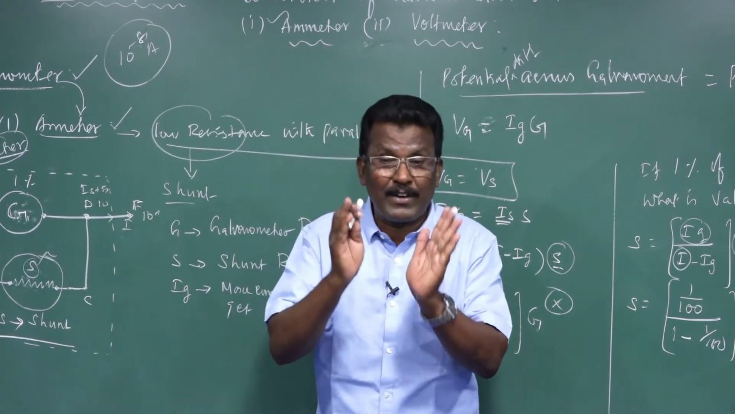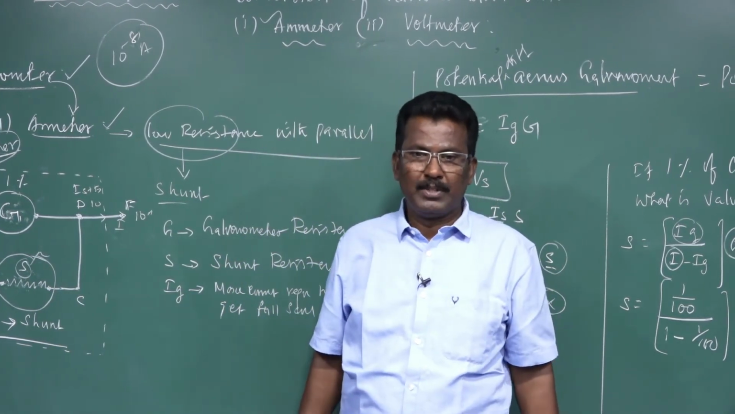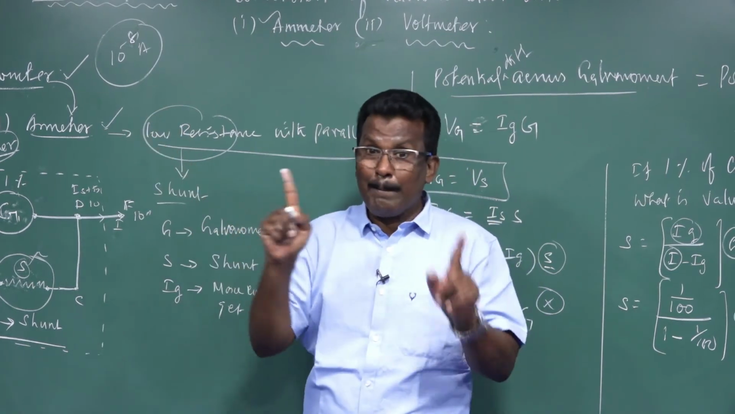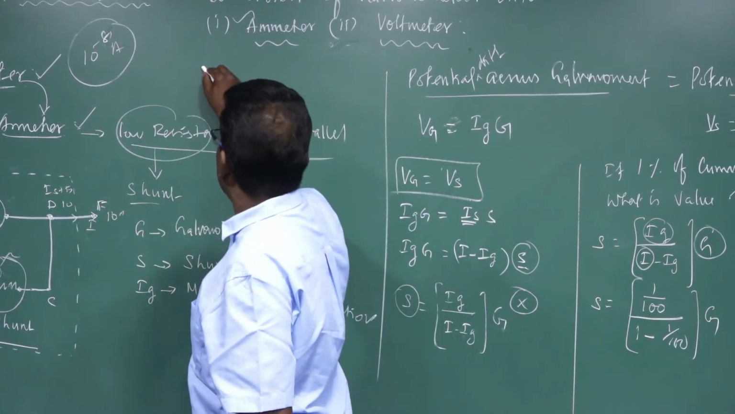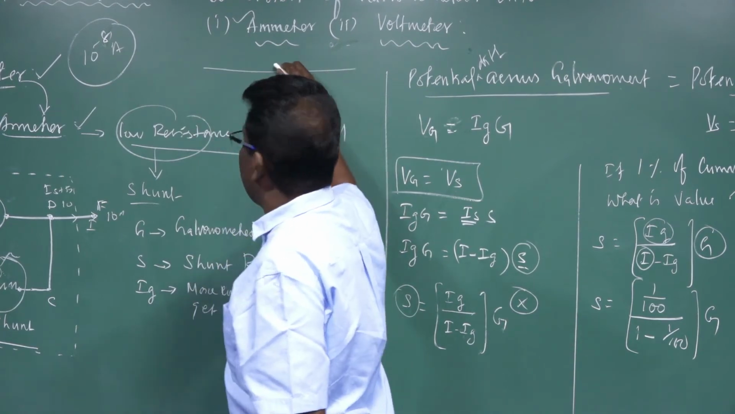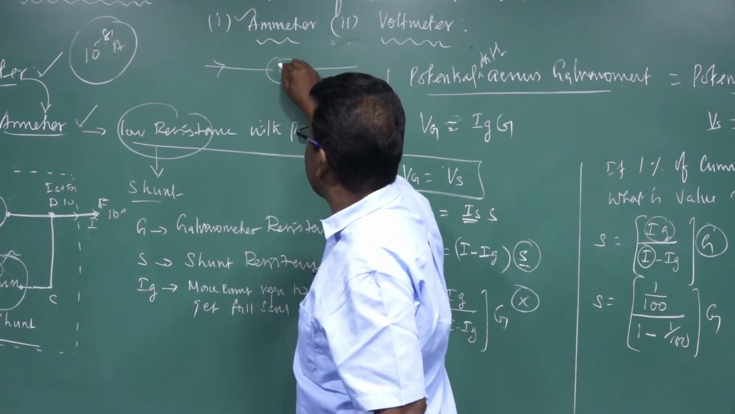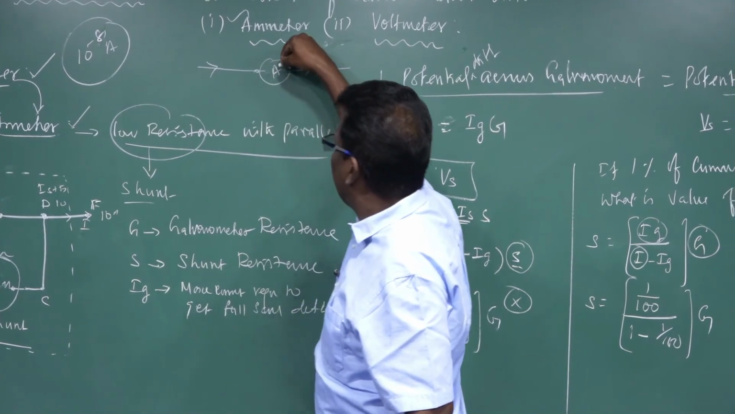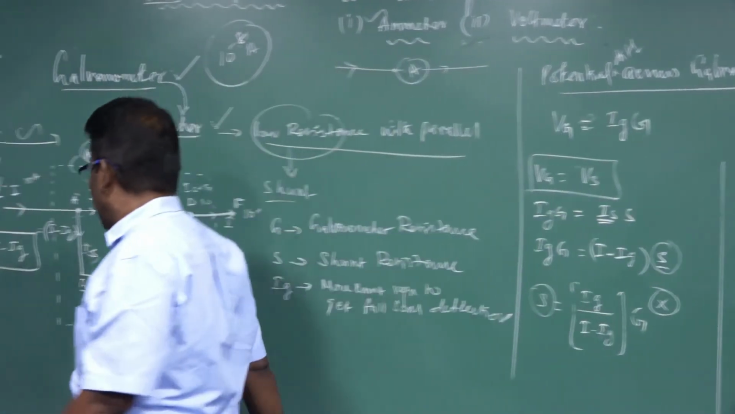So a large amount of current flows through the ammeter. That is why in any circuit, any electrical network, the ammeter must be connected in series, not in parallel. In any electrical circuit, to measure how much current flows through the circuit, it must be connected only in series. But the resistance of the ammeter is very low.